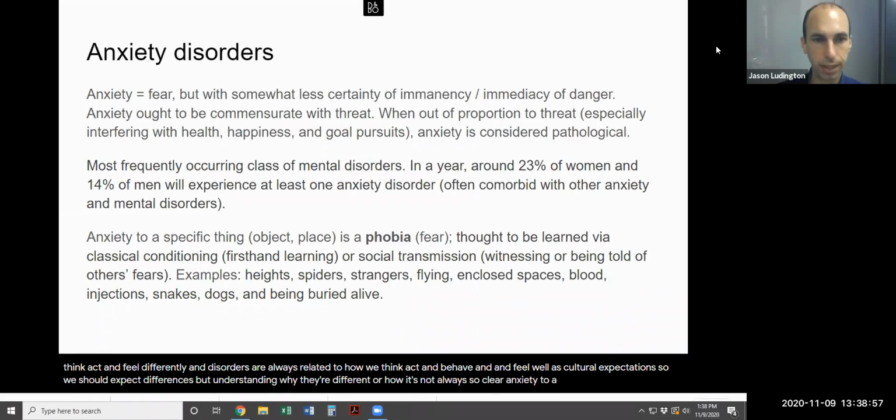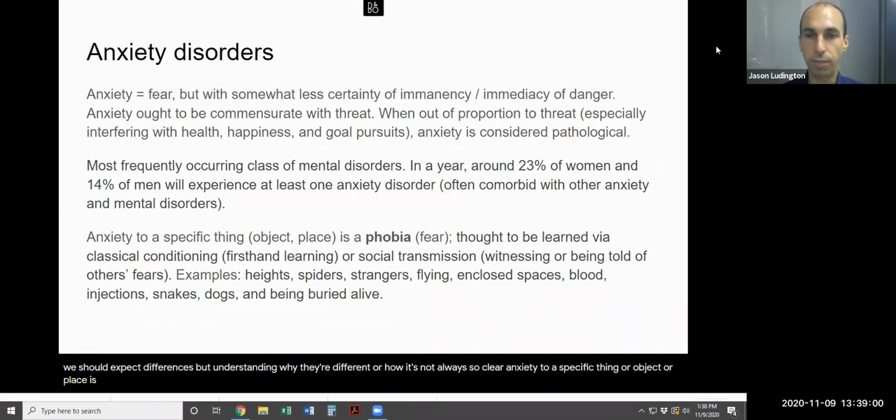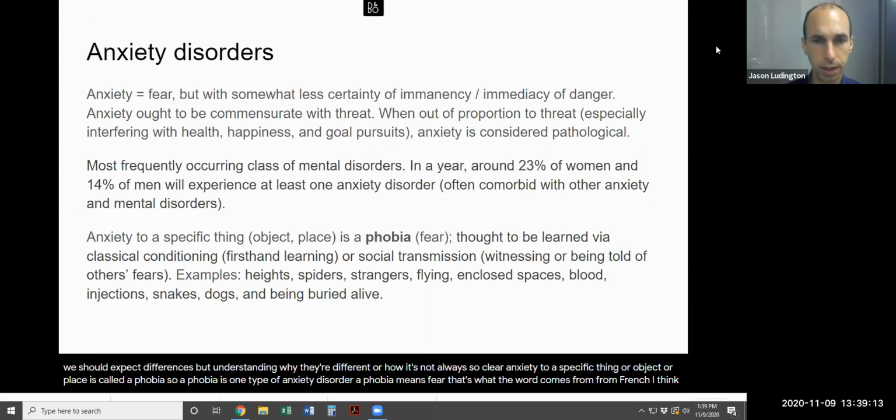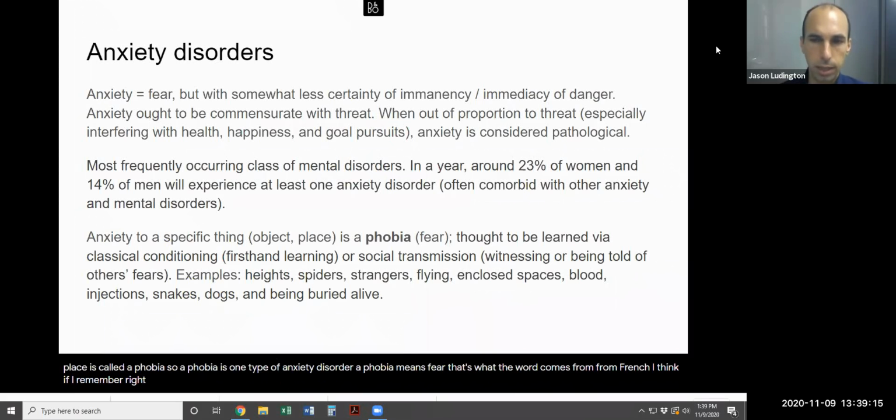Anxiety to a specific thing or object or place is called a phobia. So a phobia is one type of anxiety disorder. A phobia means fear. That's what the word comes from, French, I think, if I remember right. It is thought to be learned via classical conditioning, which is firsthand learning, or through social transmission, witnessing or being told other people's fears can be enough to acquire a phobia.